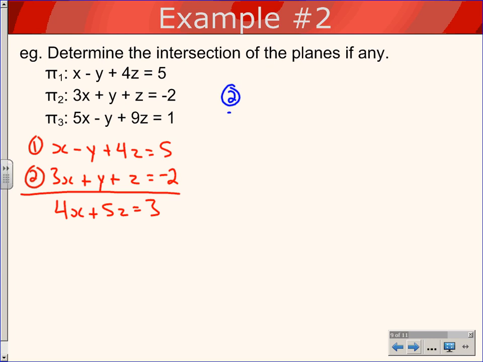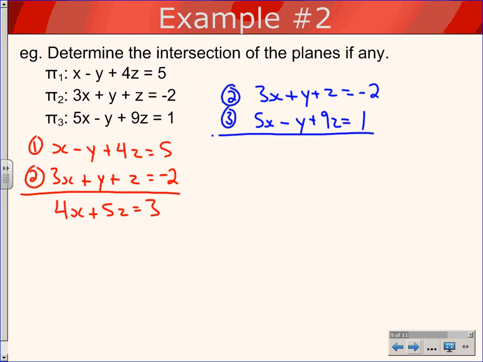And I don't know, maybe I'll grab 2 and 3 this time just to be different. 3x. Add these as well. So I get 8x plus 10z equals -1. Oh, and I forgot to label them, didn't I? This is equation 4, and this is equation 5. Okay, so I've got this.